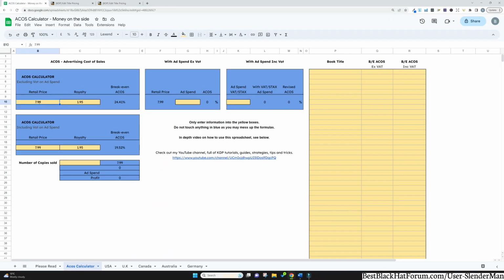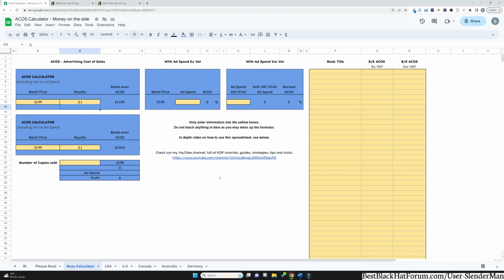Let's find out. So the list price was $15.99 and the royalty was $2.10. The break-even ACOS for this hardcover book would be 13.13%. And if you pay 20% tax on top, then the break-even ACOS would drop to 10.51%. You can see now how generalizing a break-even ACOS across multiple campaigns with different types of books would be a costly mistake.